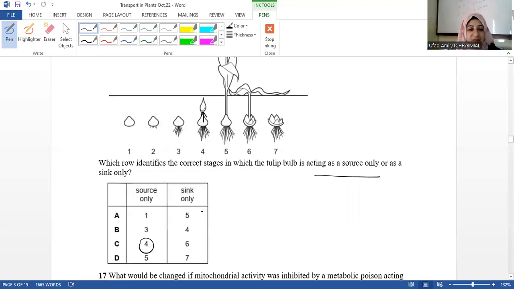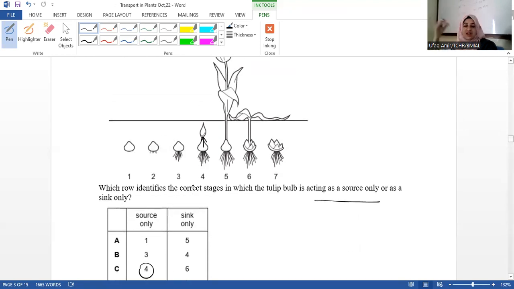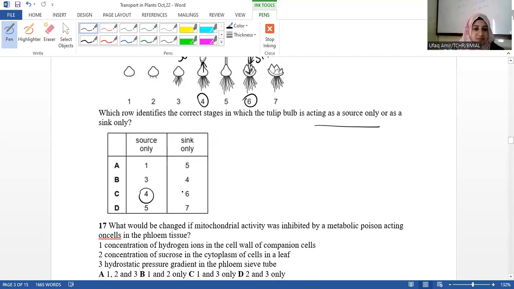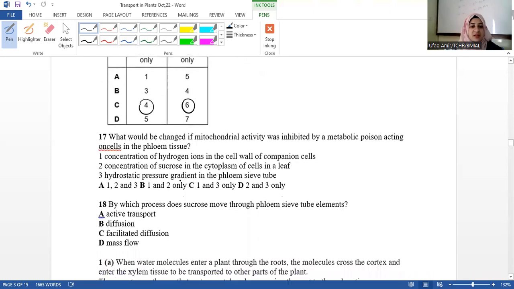And if we talk about sink, where the bulb is not helping in making food and is only receiving food, not providing food to any area, it's only receiving food from somewhere where food is being prepared, that is this one. That is source, only providing food, that is sink. Here these leaves are photosynthesizing, making food, and that food is being transported to this bulb for storage for future use. So that's the sink, that's the source only, that's what they have asked.